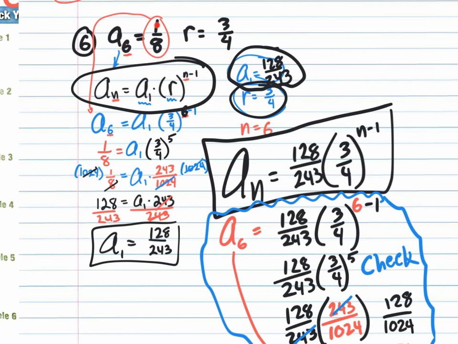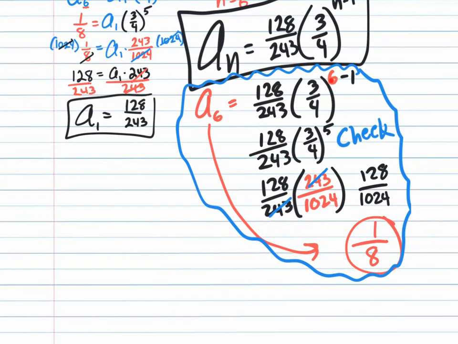Remember, these are your inputs, the answers are your outputs. So this is saying that the 6th number on the list is 1/8, which means that if this is correct, when you plug in a 6, it should give you the answer 1/8. And as you could see, it did. We plugged in a 6, we did the work, and it gave us the answer 1/8.